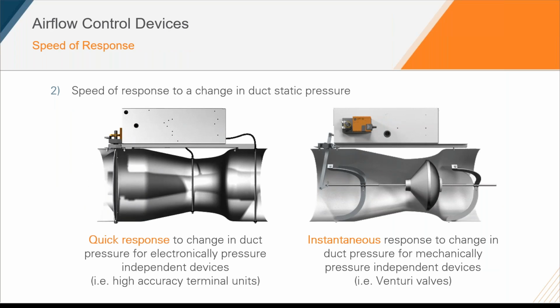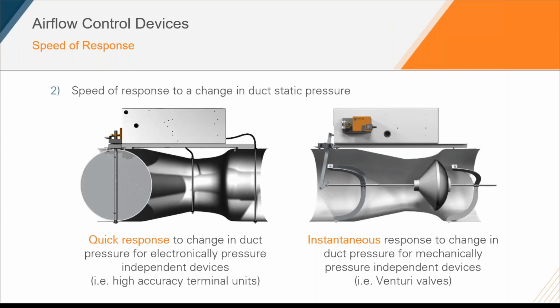The second speed of response we're going to take a look at now is the speed of response to a change in duct static pressure. Here on the left side, we have our electronic pressure independent valve. On the right side, we have our mechanical pressure independent valve. With an electronic pressure independent valve, our speed of response is really going to be dependent on how fast we can measure the change in pressure, adjust the damper accordingly to that change, and then remeasure to see if we're maintaining our set point accurately.